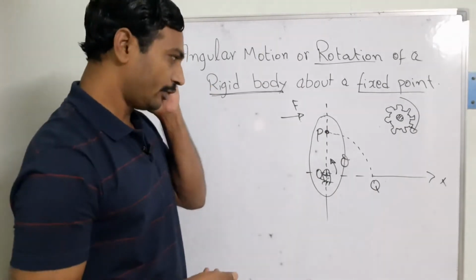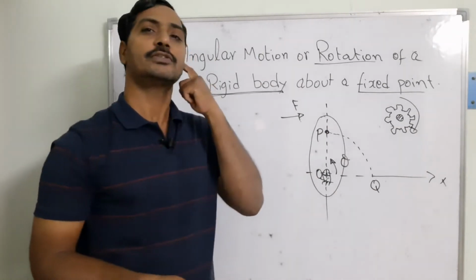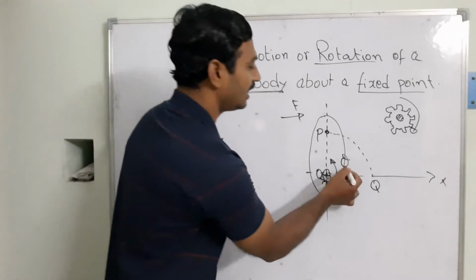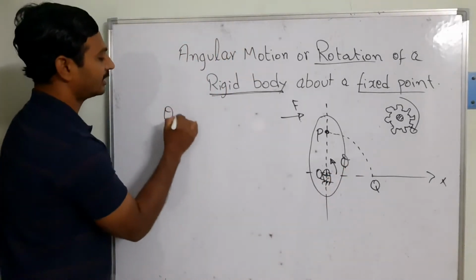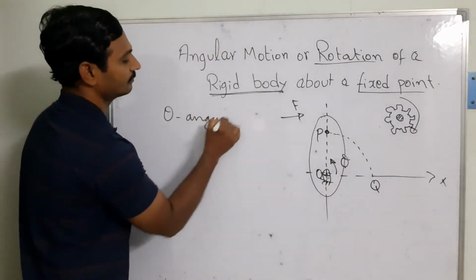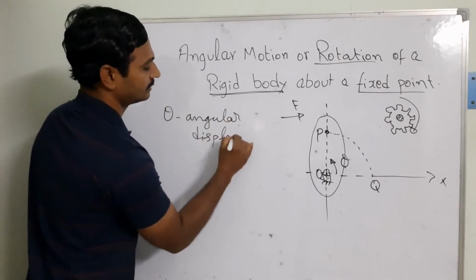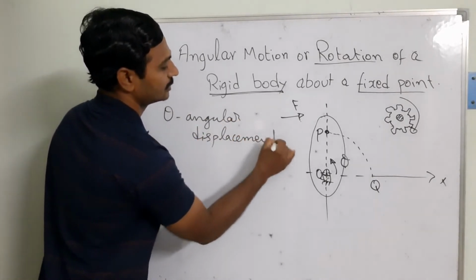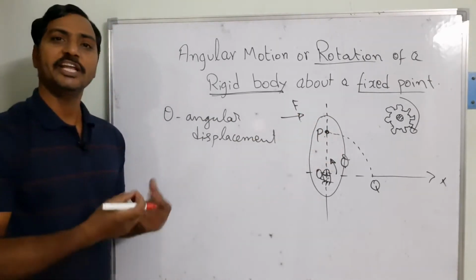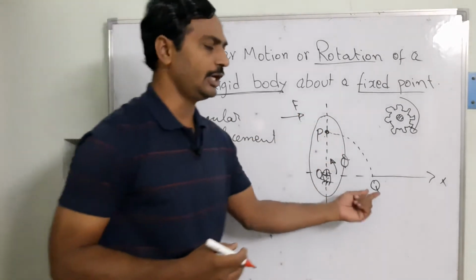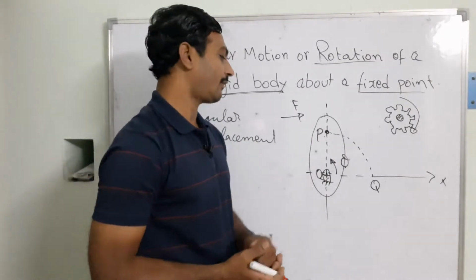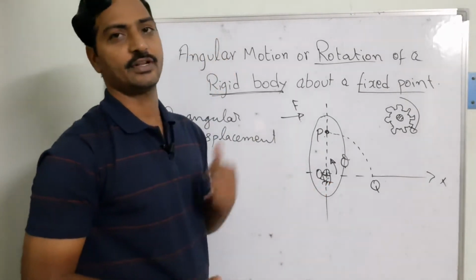Now we are going to find out the different parameters on this part. Can you see? The theta is going to be called your angular displacement. So P is your initial position and Q is the final position. O is the fixed point.